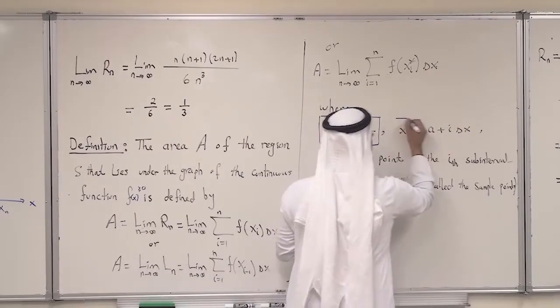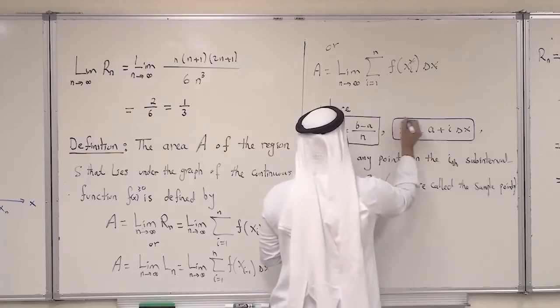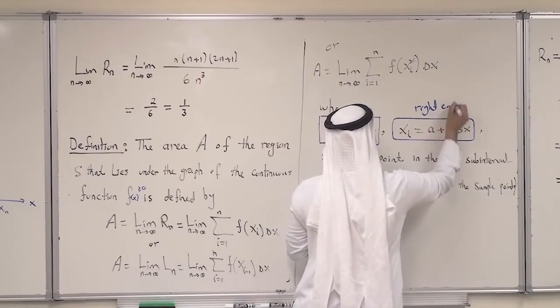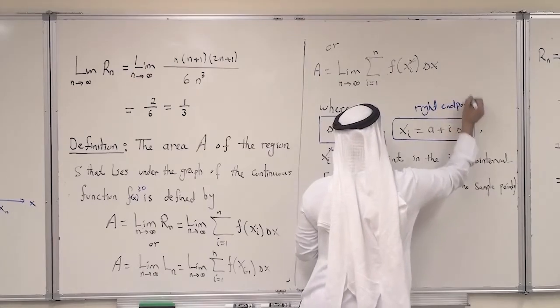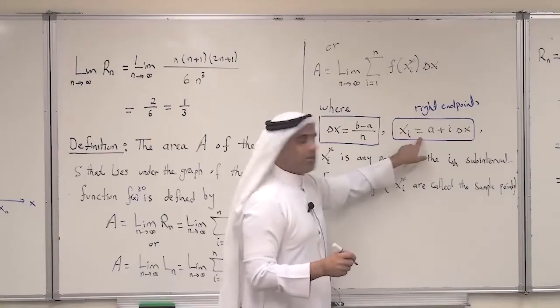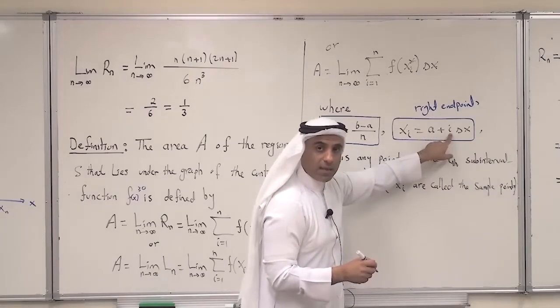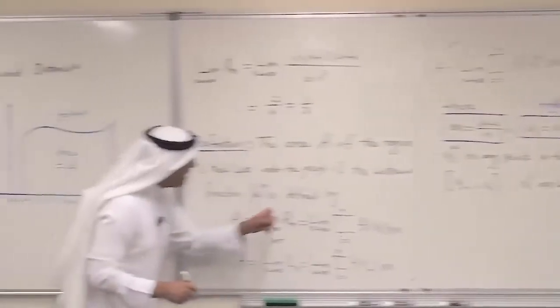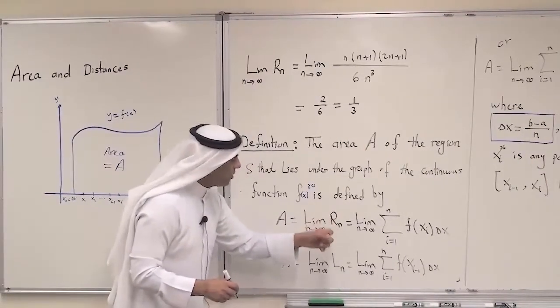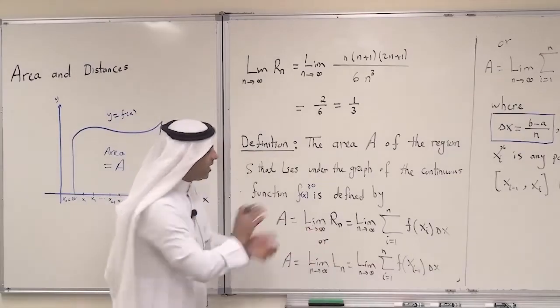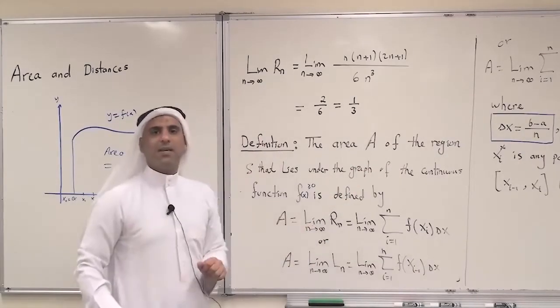Now this will give you the right endpoints. This is the right endpoints. If you like the left endpoints, what you need to do is take xi minus 1. So here you have i minus 1. Okay? So practically we either use the right endpoint approximation or the left endpoint approximation by n rectangles. Then we push n to go to infinity. We will reach the exact area.